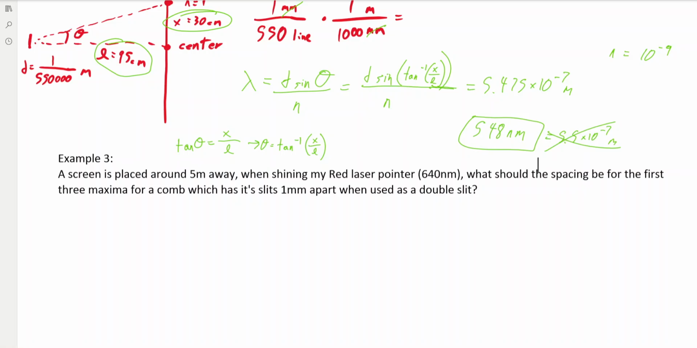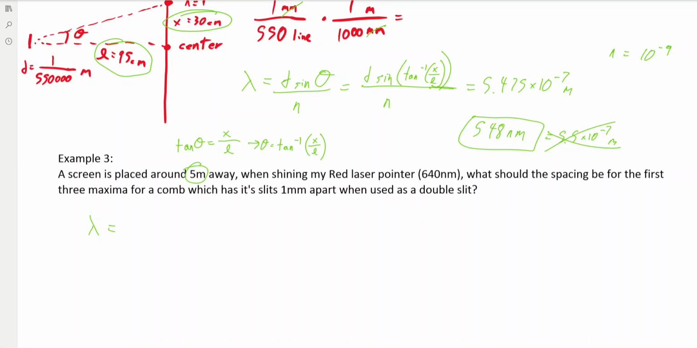So what we're looking for is the spacing, that means the X. Now, keep in mind, when it's that far away, it's probably going to be a small angle. And we can try for now. If it's a small angle, we'll know right away because, like I said before, the L and the X, if they're similar in size to each other, then it's going to be big angle. If the X is much, much smaller, then it's probably going to be a small angle approximation. So let's try it out.